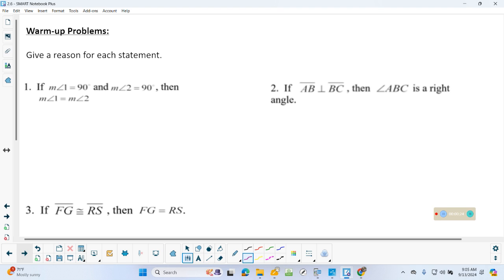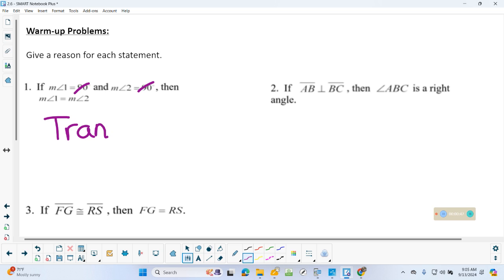Here's some more of the chapter 1 stuff. Measure 1 equals 90, measure 2 equals 90, measure 1 equals measure 2. So what is it called when you have these matching pieces that cancel out? I hear people saying it. What property is that? Transitive.